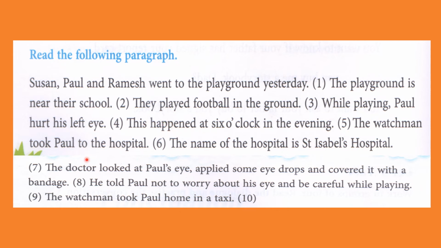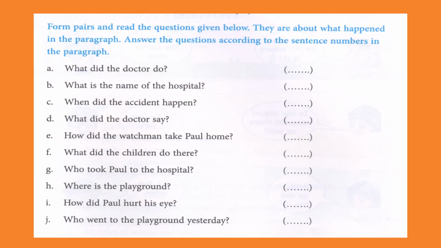The watchman took Paul to the hospital. The name of the hospital is St. Isabel's Hospital. The doctor looked at Paul's eye, applied some eye drops and covered it with a bandage. He told Paul not to worry about his eye and be careful while playing. Now, last sentence: the watchman took Paul home in a taxi. Children, this is a paragraph. Now, let us see the questions.